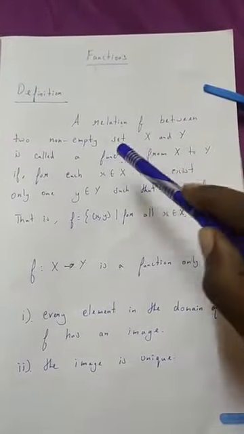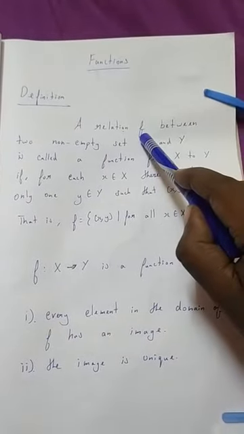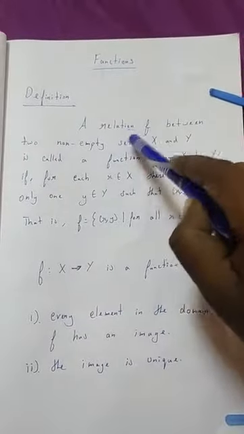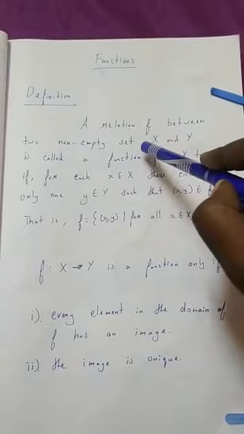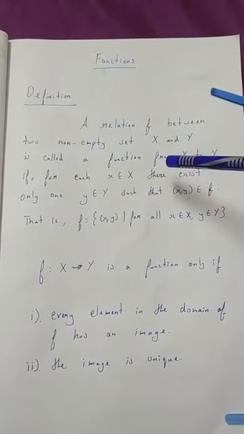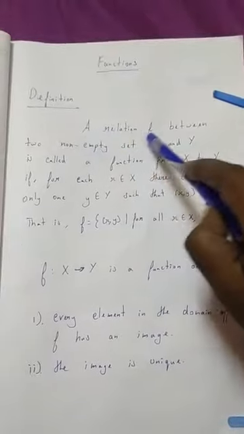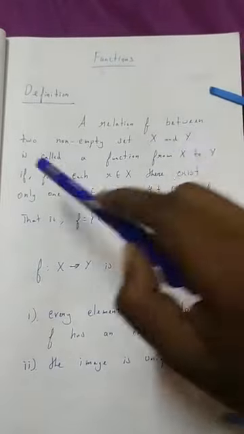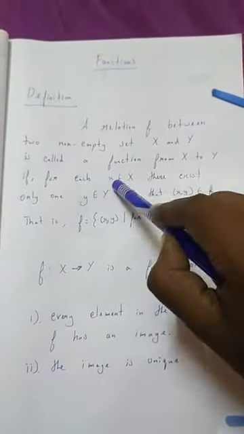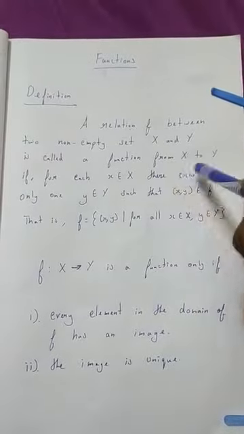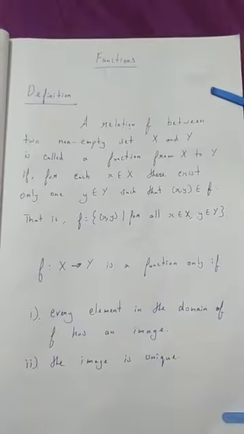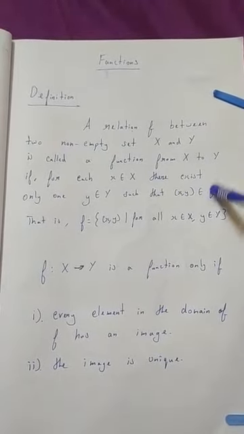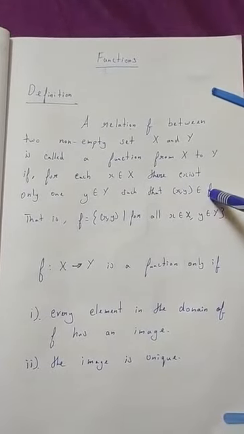So the definition: a relation f. In this line itself we have to understand that all functions are relations. It is also like a relation, but with certain conditions. A relation f between two non-empty sets X and Y is called a function from X to Y if this is the condition: for each x belongs to capital X there exists only one y belongs to capital Y such that (x, y) belongs to f. So this small f is the function.